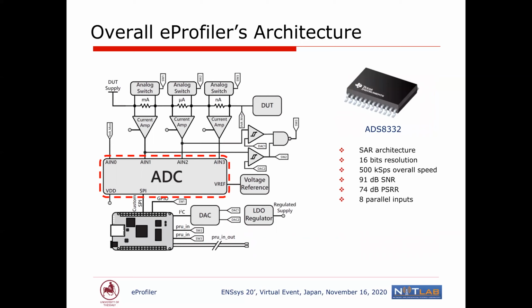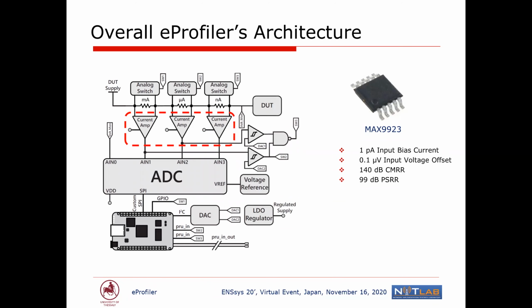The ADC we employ is the Texas Instruments ADS8332. The ADC features 16 bits of resolution, high SNR, high PSRR, and performs conversions at 500 kilosamps per second. The selected ADC integrates a multiplexer circuit, thus supporting parallel sampling of up to 8 inputs, while the overall sampling rate is divided to the employed channels. So, for example, when monitoring 3 inputs, the maximum retained speed is 160 kilosamps per second.